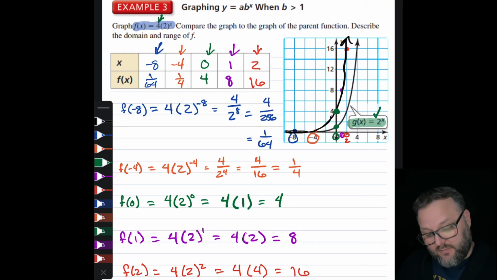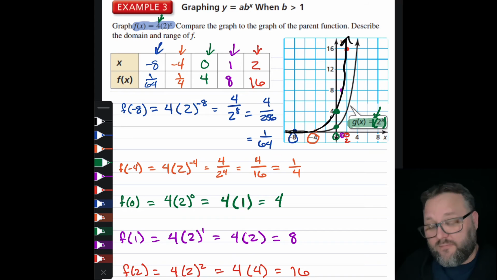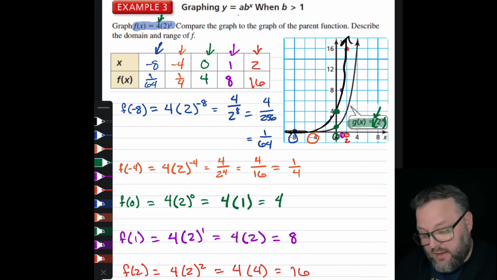comparing the original graph, if we rewrote g of x as 1 times 2 to the x, we would actually have the non-parent function or the current function of 4 times 2 to the x. So the only thing that's different is the coefficient. The coefficient in this case being 4 is the value of a.